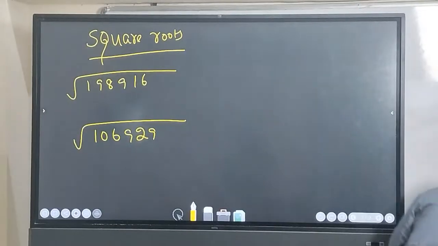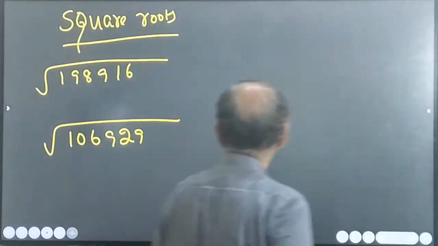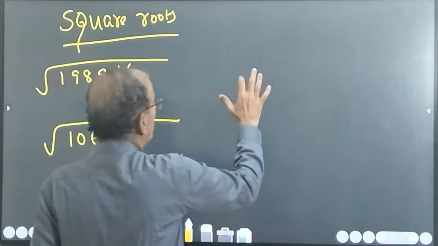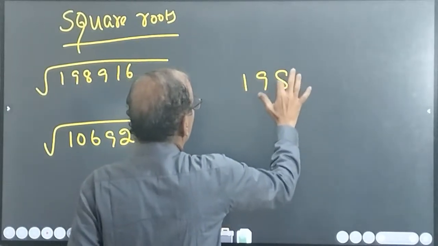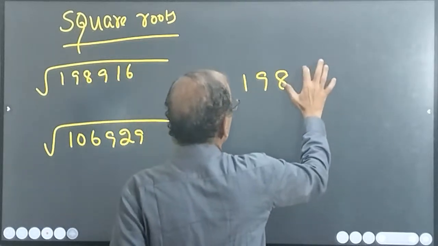Suppose I have to find out the square root of 198,916, the square root of 106,929. Okay, how to find out the square roots easily? First you take 198,916.